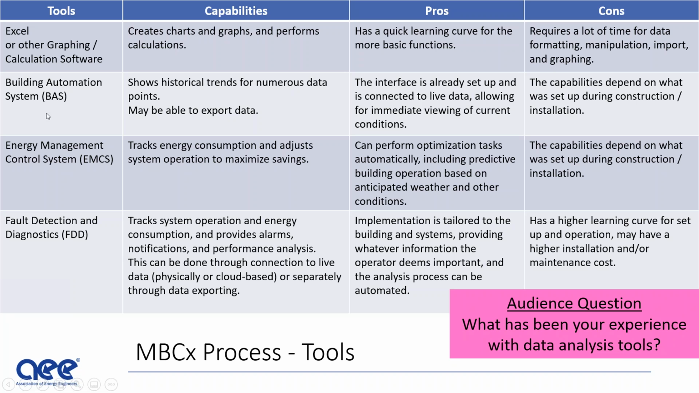Building automation systems often have trending or history already programmed in, and that's great to be able to sit at the terminal, click on that button and see what that system has been doing over the last days or weeks. But of course, you're bound by however that is set up, and if it's not creating the graphs that you're looking for, then there's not much you can do. Energy management control systems take it to another level, where they track the energy consumption and can go so far as to make adjustments to operation based on that history.